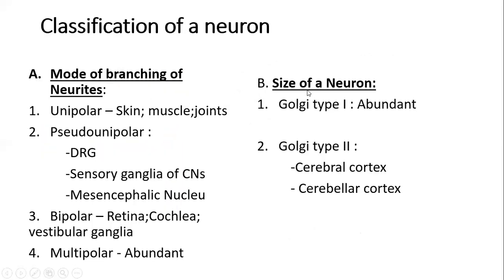Then we have classification based on the size of a neuron, Golgi type 1 and Golgi type 2. In Golgi type 1 neurons, we have a single long axon, and it is again the most abundantly found type of neurons within the central nervous system. Golgi type 2 neurons have a very short, small axon with lots of dendrites. And this type is commonly found within the cerebral cortex and cerebellar cortex.